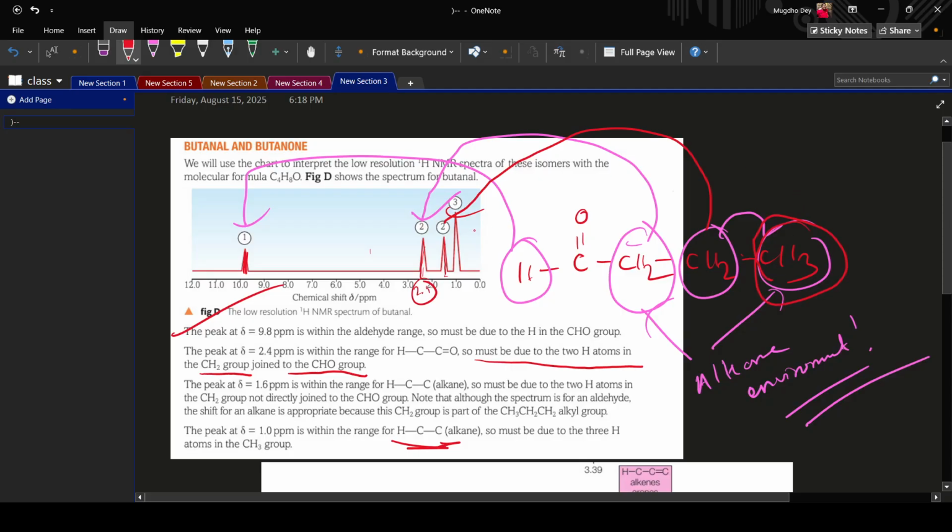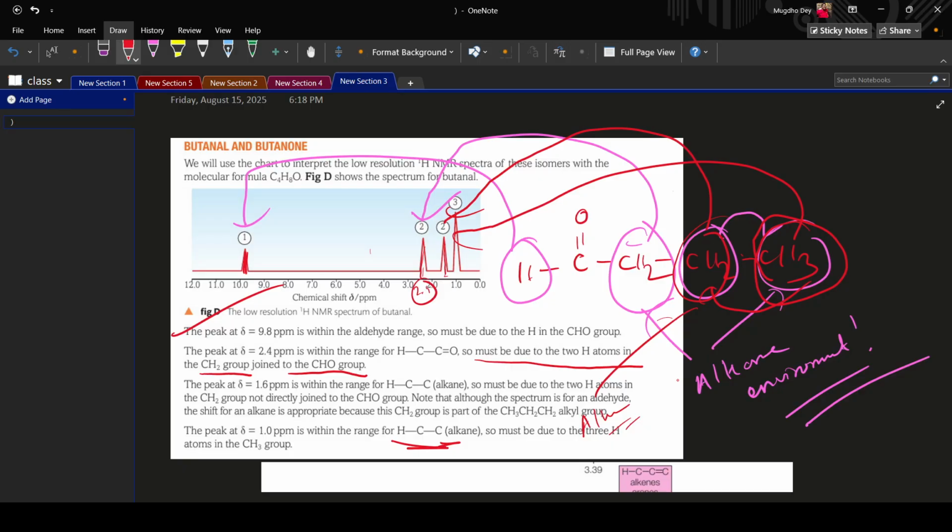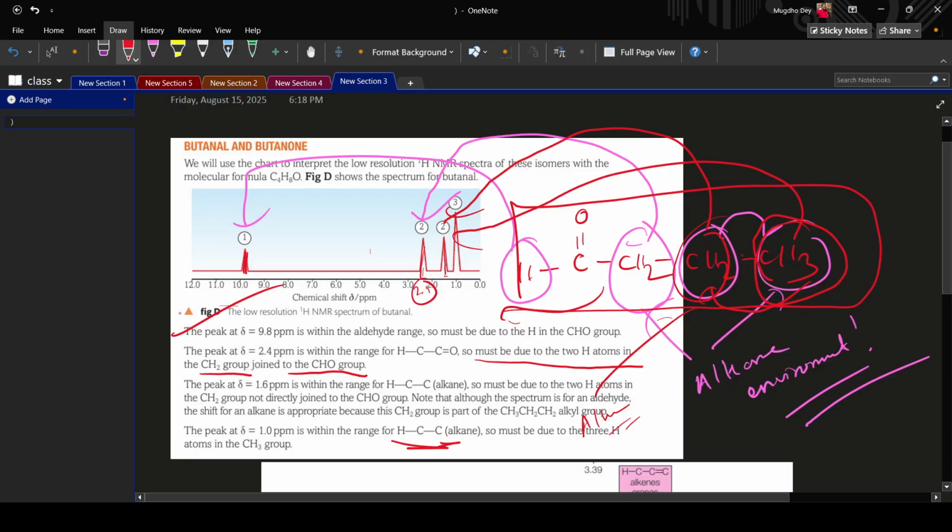This CH3 is this, and this one is obviously connected to CH2, which is obviously an alkene environment. I hope you understood. This type of questions will come. They might provide you the spectrum and tell you the name of the compound, and that's what you have to do. Or in other words, they might do the opposite. They might provide you the structure, and they might tell you to write this stuff.